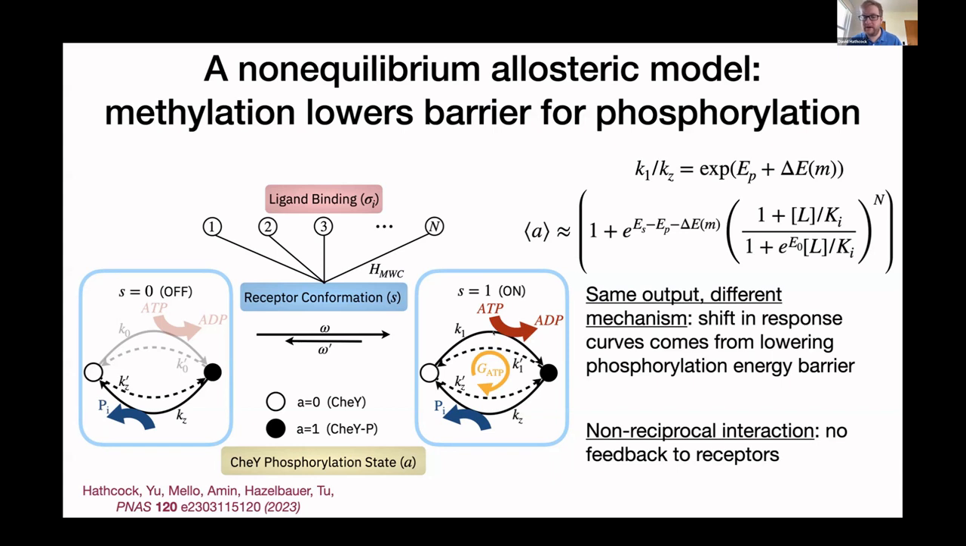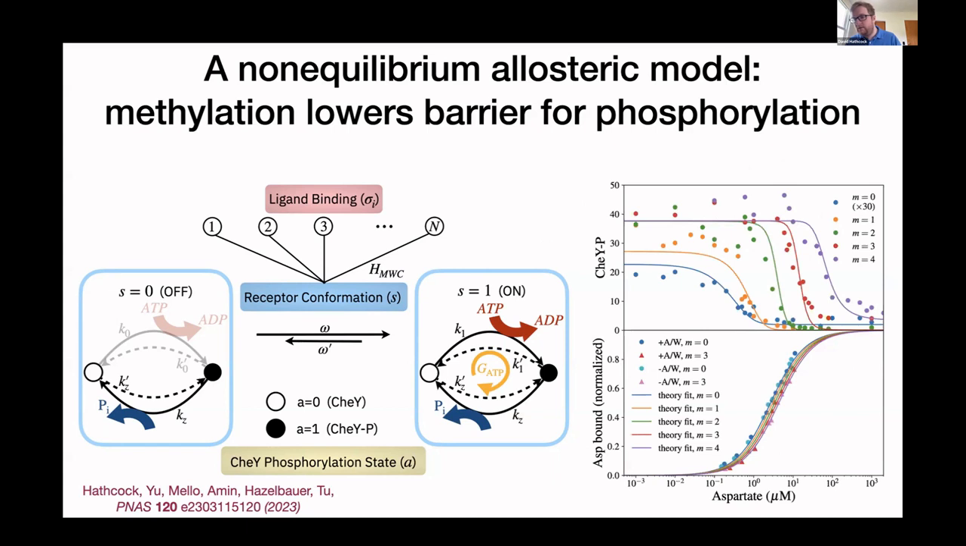Because the system's driven out of equilibrium, lowering this energy barrier modifies the non-equilibrium steady state in a way that can produce this downstream shift in the response across a wide range of concentrations. But because it's implemented in this non-equilibrium way, there's no feedback to the ligand binding degrees of freedom. Okay, so that's a basic summary of our model, and I'll just show you the result fitting this main data set. We can now coherently fit both the downstream response and the wide spread in these response curves, and the very narrow spread with methylation of the input response.